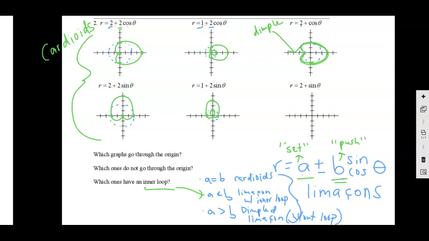Remember, the coefficient A is how far you set it out. The number A is how far you set it out. And then the coefficient, that's how far you push, right? Set, push. If I set it out more, then I push inwards on it, I will not make it back to the pole. The cardioids are the special times, right? If I set it out and I push it back the same, I push it back to the pole exactly, but no farther. If I set it out a little and I push it back a lot, if I push more than I set, you push it through the pole, which creates the inner loop. And then if I set it out a lot and only push back a little, you do not get to the pole, but you create that little dimple.